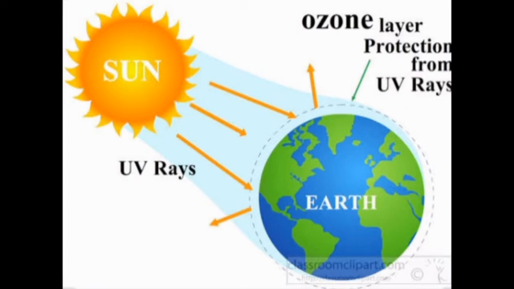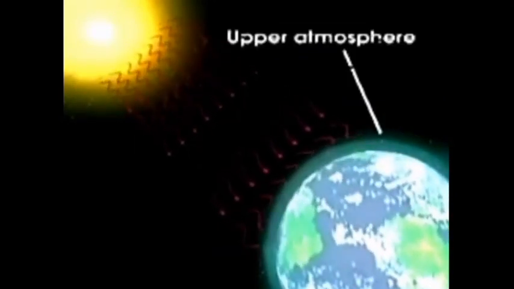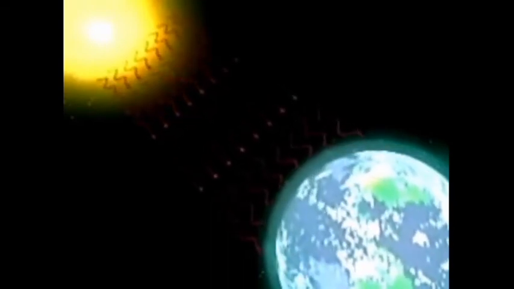The depletion of the ozone layer can allow more ultraviolet rays to reach the Earth's surface. This causes serious damage to different forms of life in the biosphere. Now let's see, children, how this ozone depletion is caused in the atmosphere. The ozone molecules in the upper atmosphere absorb most of the sun's harmful ultraviolet rays before they reach the earth. These rays can cause skin cancers and other health problems.